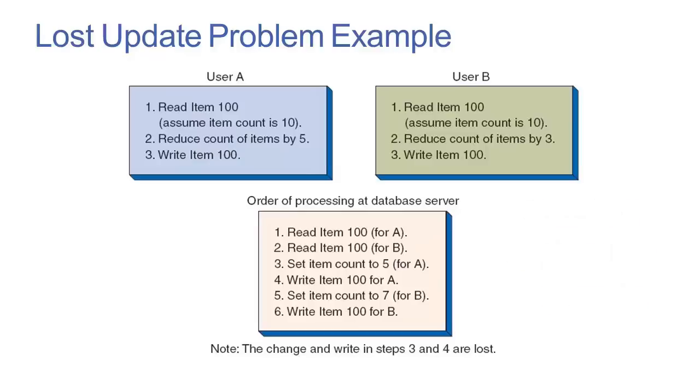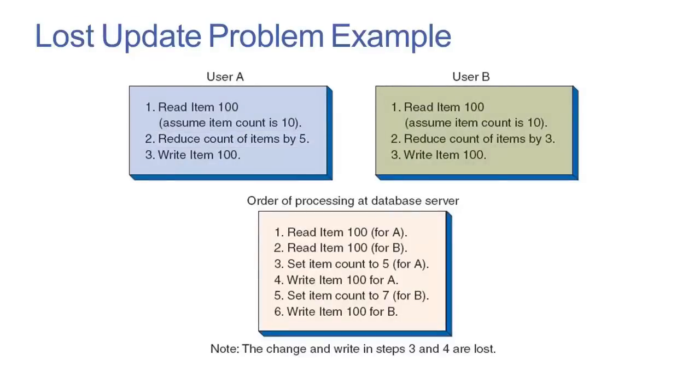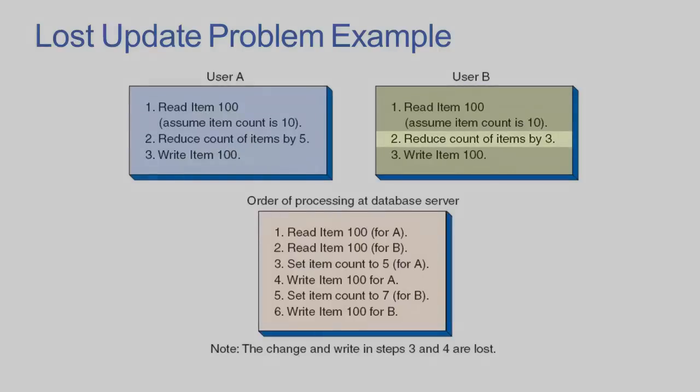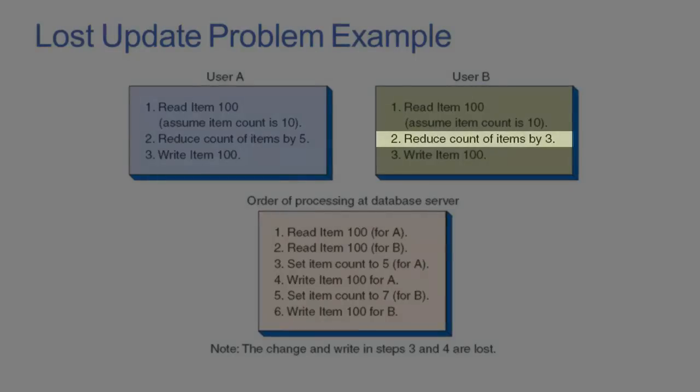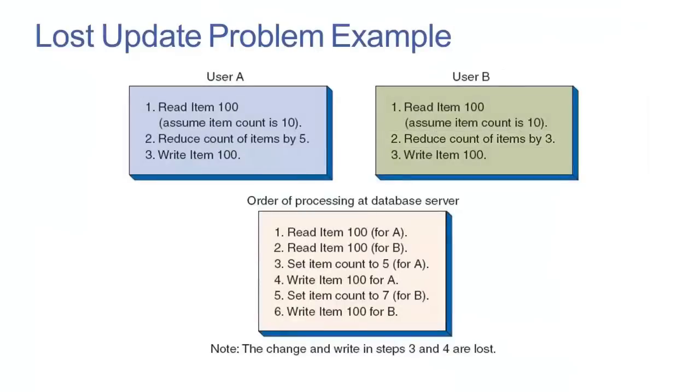Now, both user A and user B simultaneously request from the database to read how many units of item 100 are in inventory. So again, we are assuming that the answer to that question is 10. User A, after receiving that information, wants to instruct the database to reduce the number of item 100 that is available by 5 units, and then write the result back to the database. Simultaneously, user B wants to reduce the number of item 100 that are available in inventory by 3 units, and then write the result back to the database.